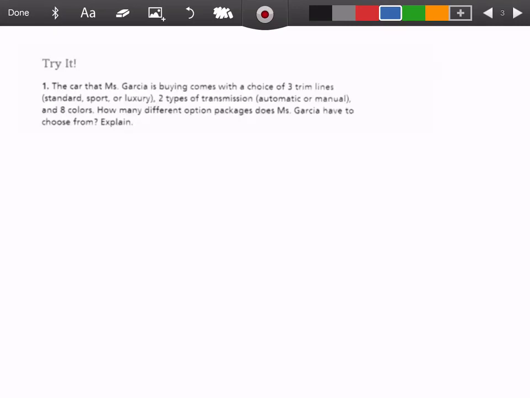So we have the car that Miss Garcia is buying comes with a choice of 3 trim lines, standard, sport, or luxury, 2 types of transmissions, automatic or manual, and 8 colors. How many different option packages does Miss Garcia have to choose from? So we have Miss Garcia, she's buying a car, and she could buy a standard, she could buy a sports, or she could buy a luxury car.